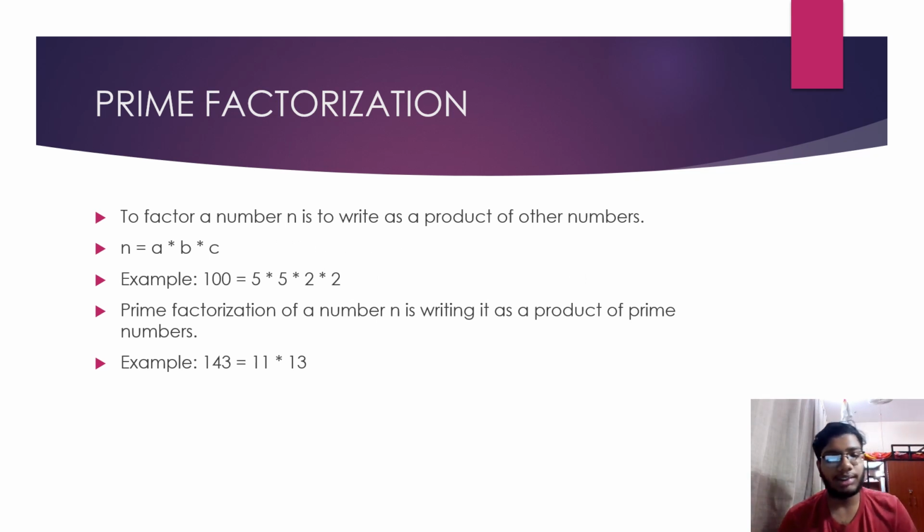And prime factorization: to factor a number n is to write it as a product of other numbers. So that is, a whole number n can be written as a product of various integers such as a into b into c. For example, 100 can be factorized as 5 into 5 into 2 into 2. So prime factorization of a number basically is writing it as a product of prime numbers. For example, 143 is equal to 11 into 13.